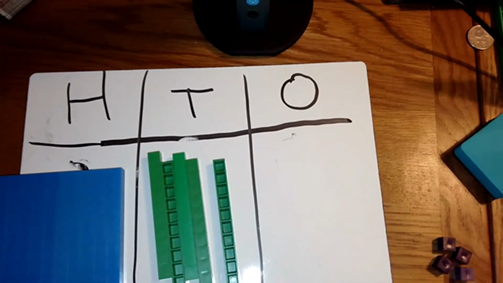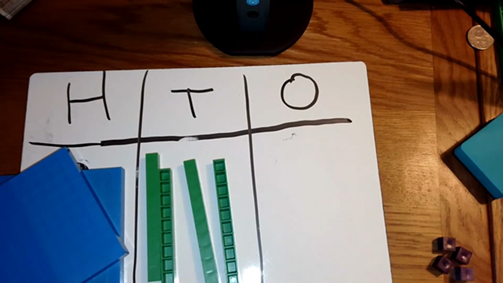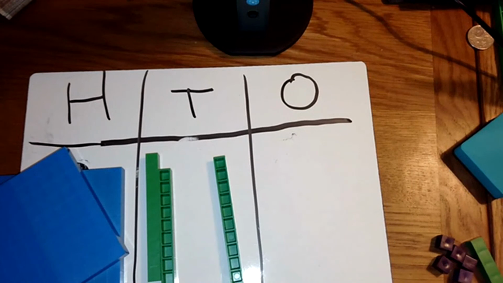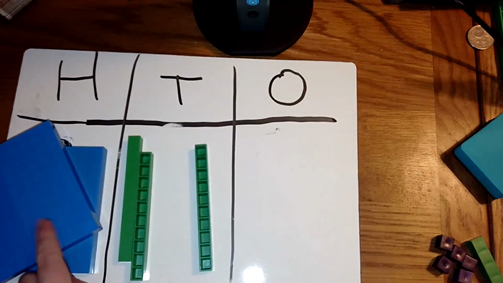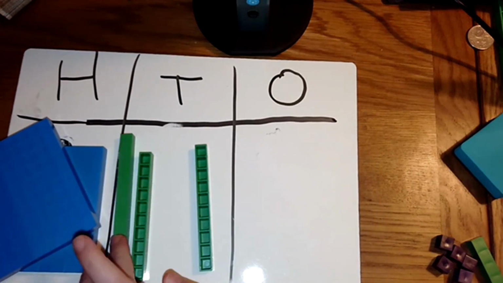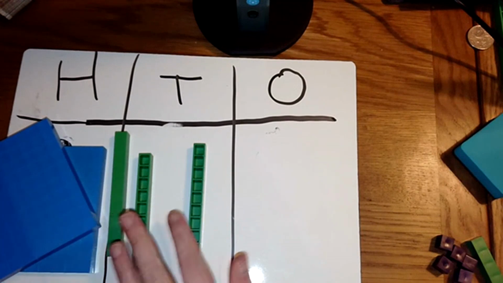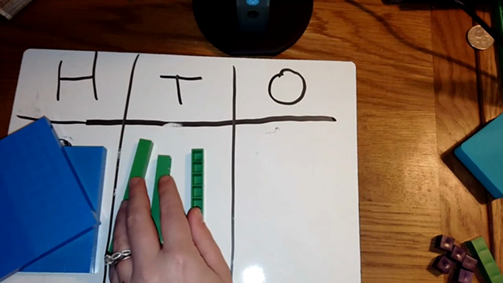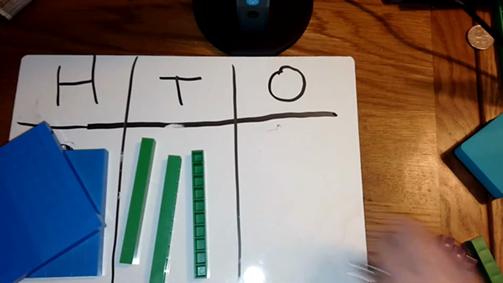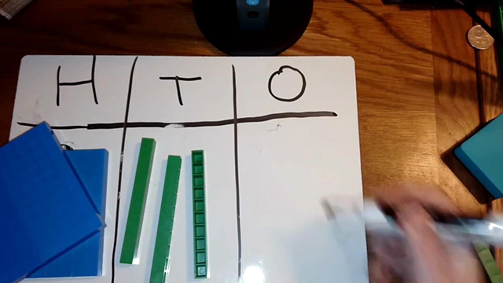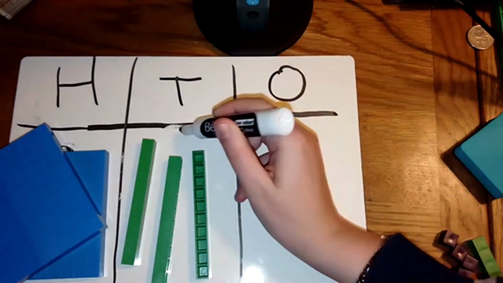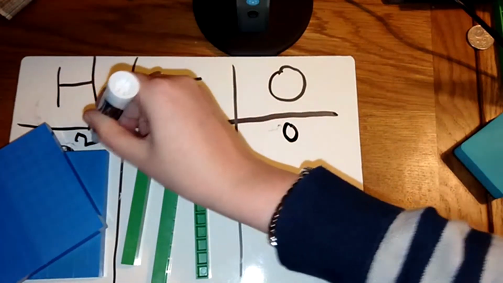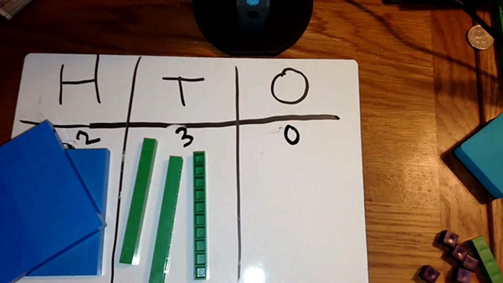I'm going to take away my 1s. Add another 100 and take away 2 10s. What do we have now? 2 hundreds. 1, 2, 3 10s. 10, 20, 30. 200, 3 10s, no 1s. So the number I would write here, I'd write a 0 here, a 3 here, and a 2 here. Really is as simple as that.